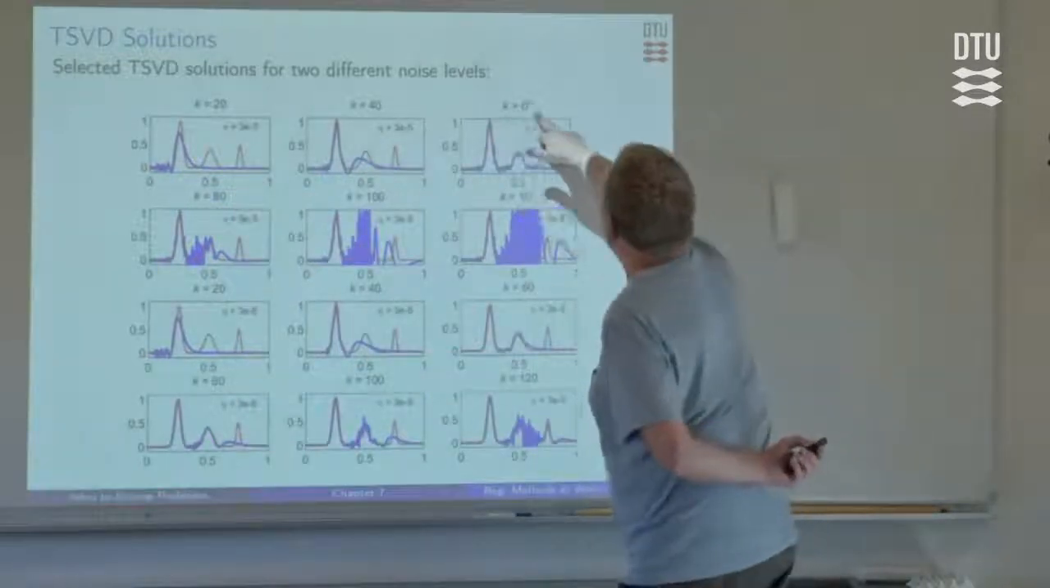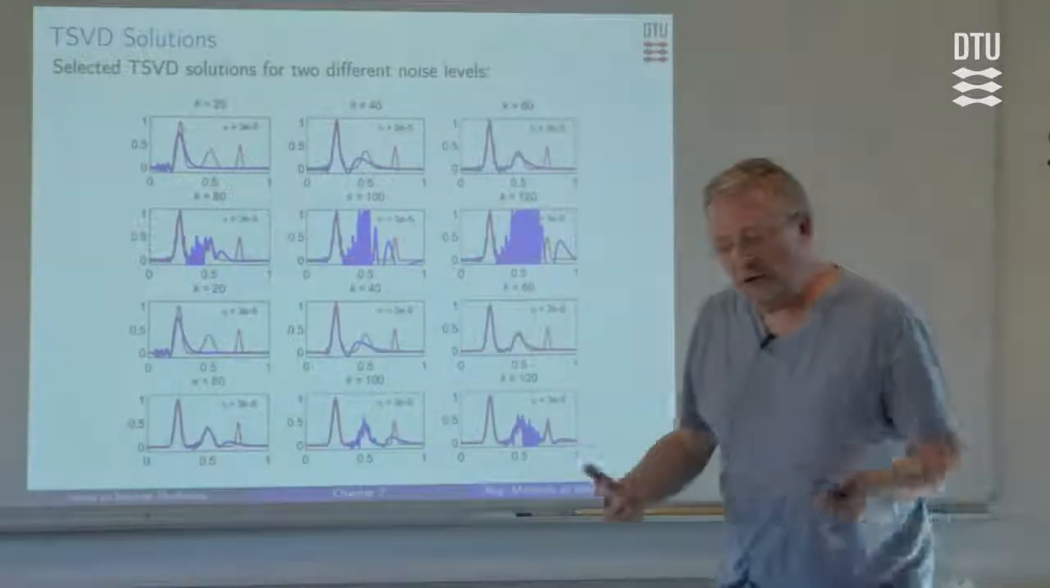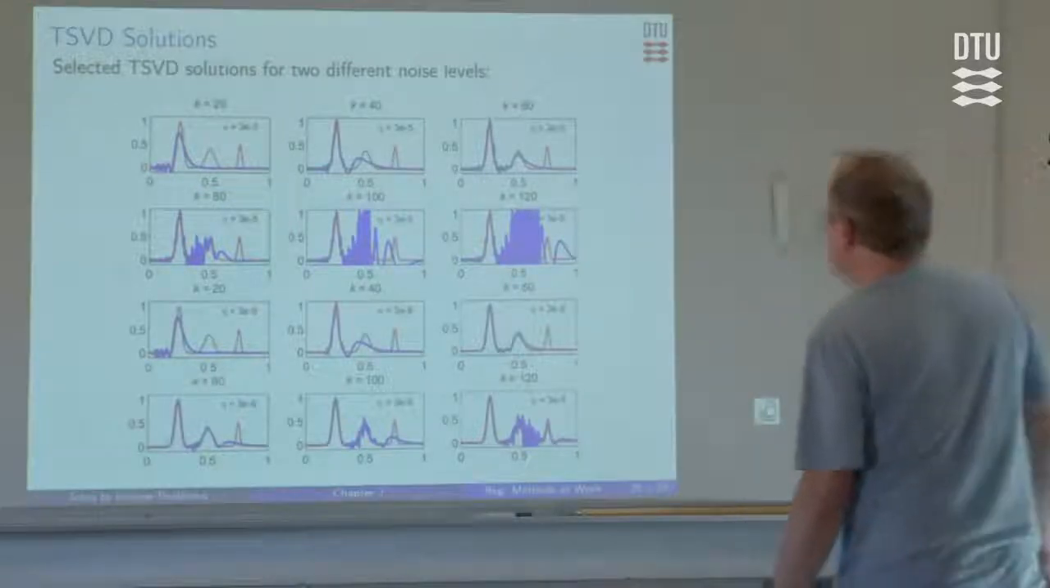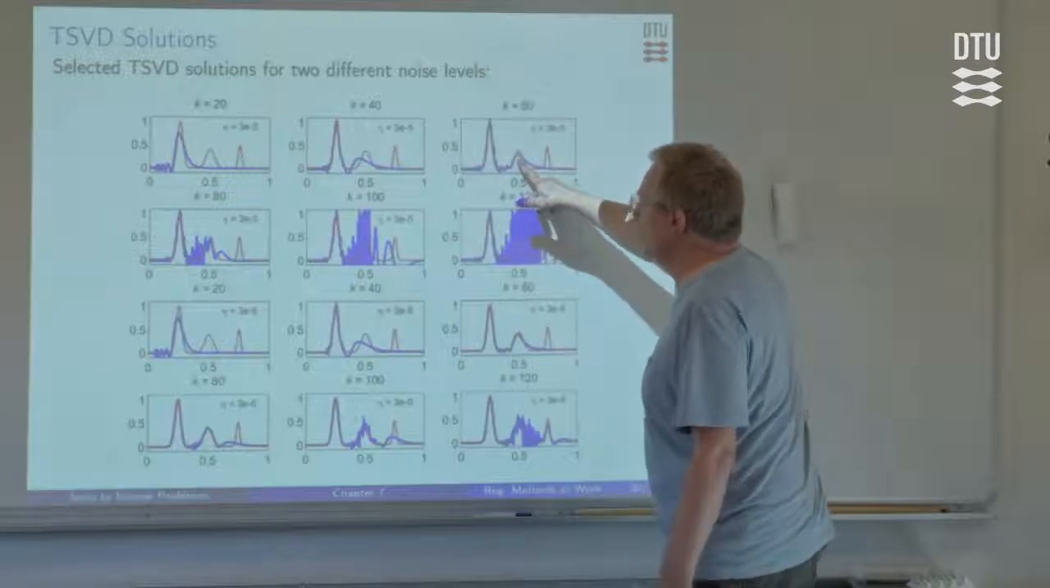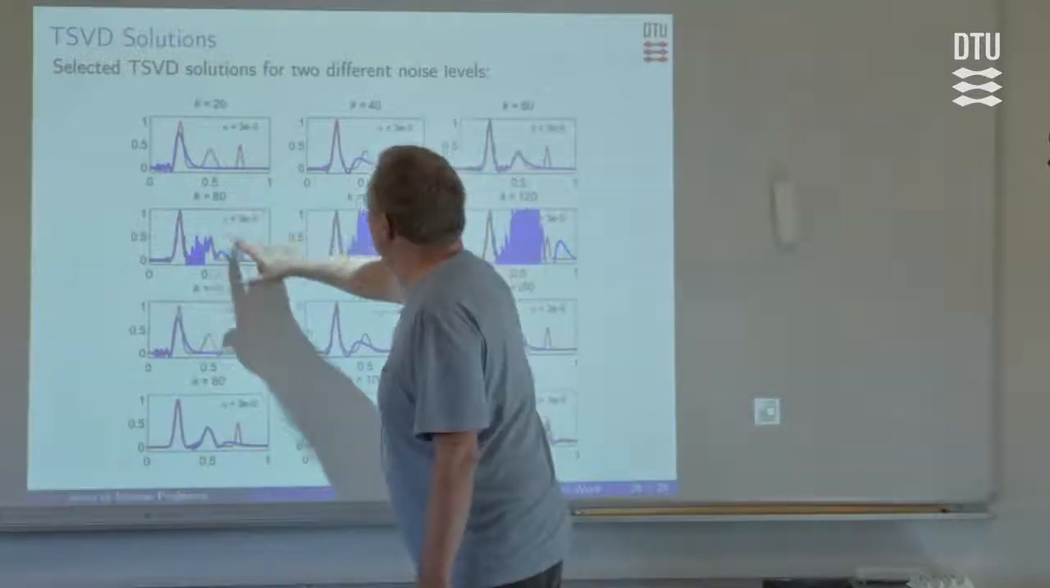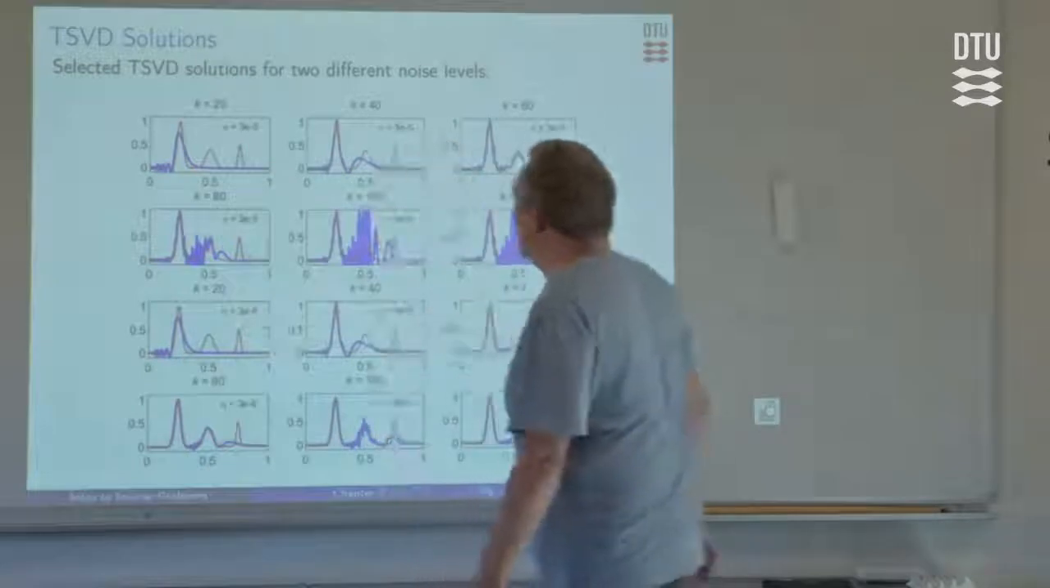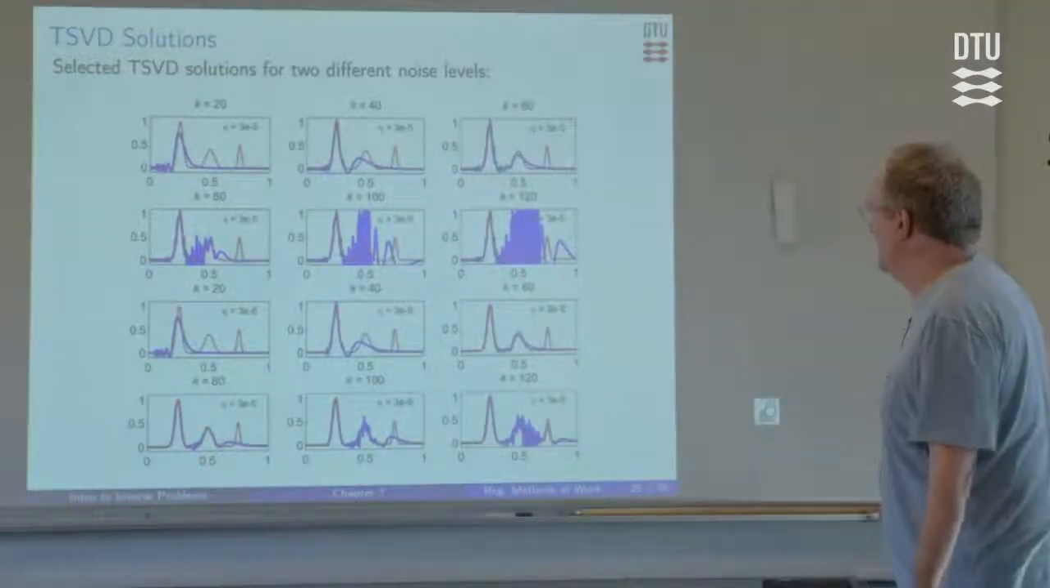And then as we increase the truncation parameter, so we include more and more SVD components, then apparently here we can see a second hump is probably there. But when we go even further, the noise is coming in and we just can't see anymore.